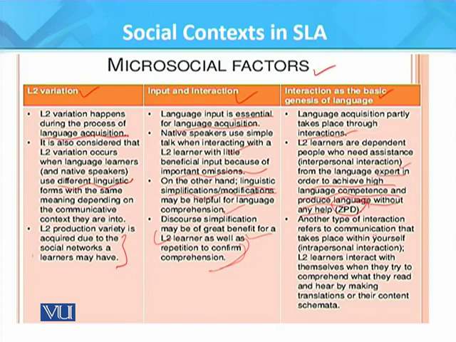Another type of interaction refers to communication that takes place within yourself, that is intrapersonal. Second language learners interact with themselves when they try to comprehend what they read and hear by making translations or using their content schemata. So basically, intrapersonal interaction is when the learner is trying to understand something by questioning himself or herself, or speaking to himself or herself in terms of translating the content he or she hears, and also the simplification that he or she does in his or her mind through intrapersonal interaction.